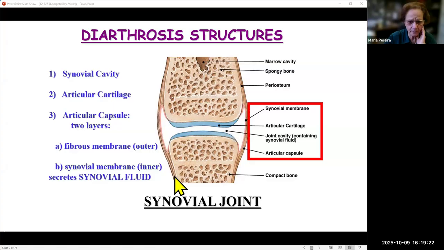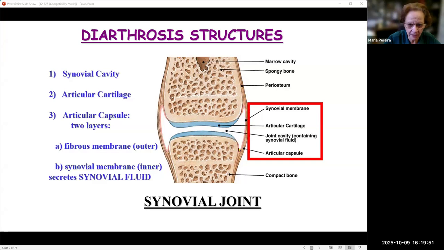So here you have one bone and another bone, showing the epiphyseal line. This would be the epiphyseal plate that is already calcified, and here's the other one. Okay, so the articular cartilage, that's nothing special. Then you have the synovial cavity that is represented here.